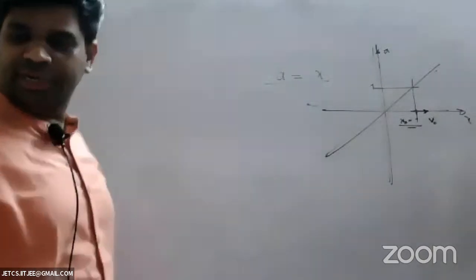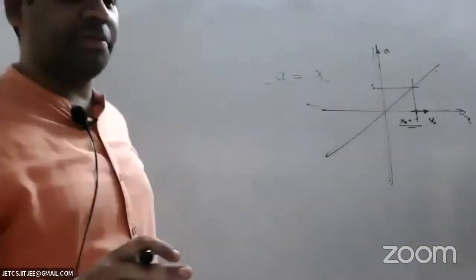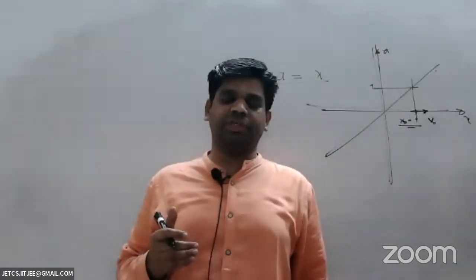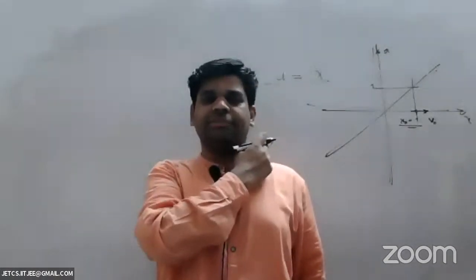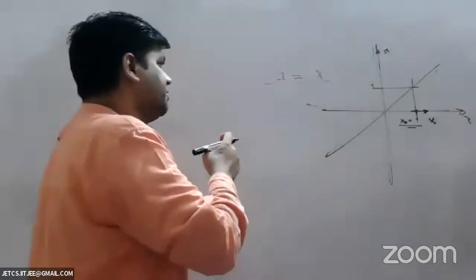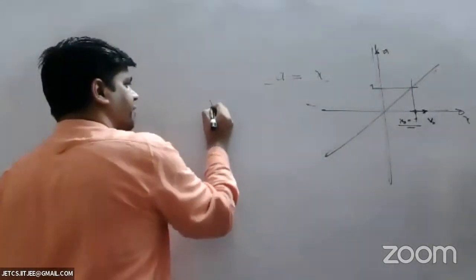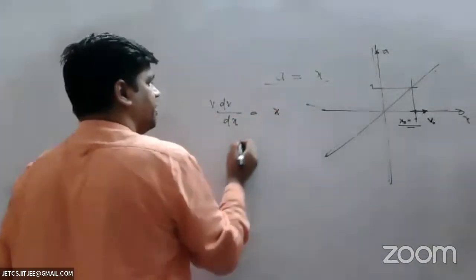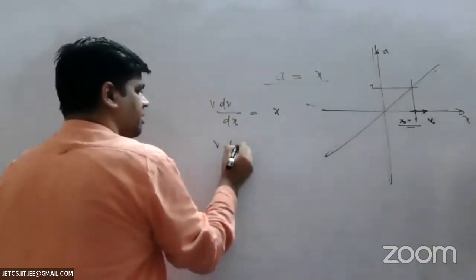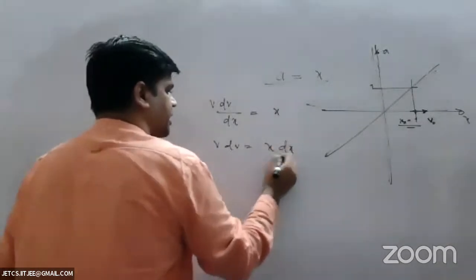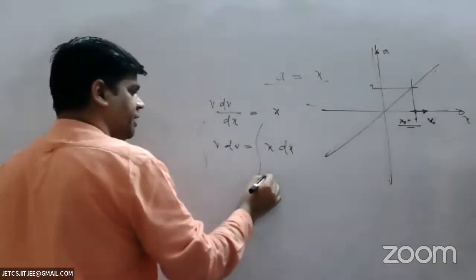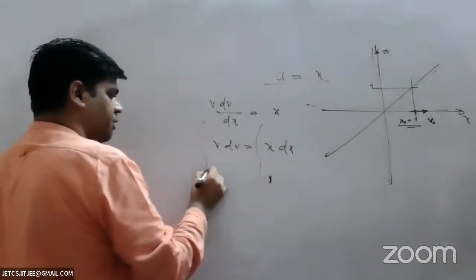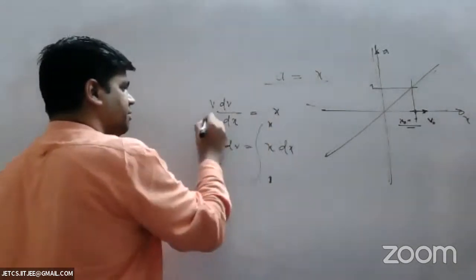Now, what is required ultimately? Position as a function of time. Position కావాలంటే నాకు velocity వచ్చేస్తే దానికి ఇంటిగ్రేట్ చేస్తే పొజిషన్ వచ్చేస్తుంది. Velocity కావాలంటే from acceleration you get velocity. How will I get velocity from acceleration? All right. v dv by dx is equal to x. So v dv is x dx, I integrate it. When x is equal to 1, my velocity is 1. When x is equal to x, my velocity is v.